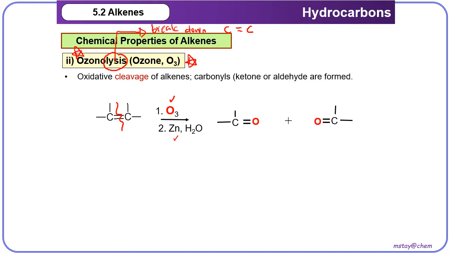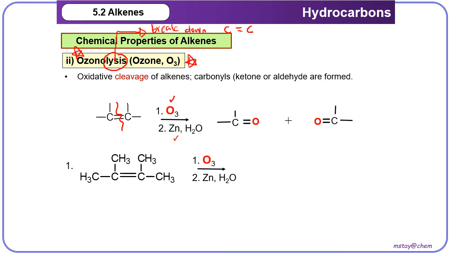Now maybe we can look at an example. Question number one: let's say we have 2-butene. We pass through ozone, followed by zinc in acidic medium.